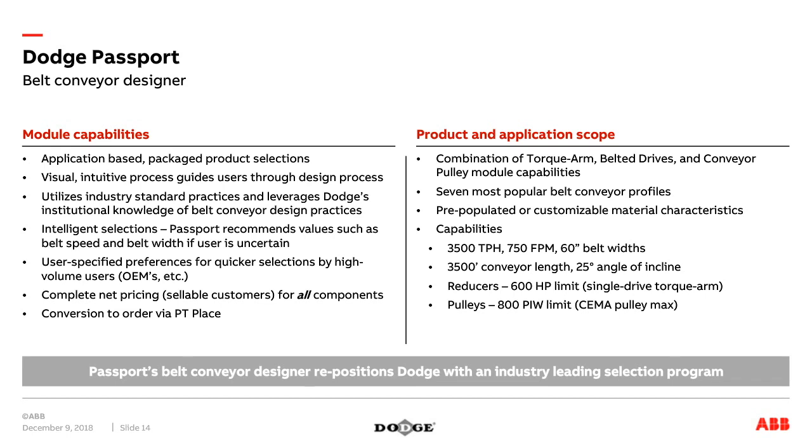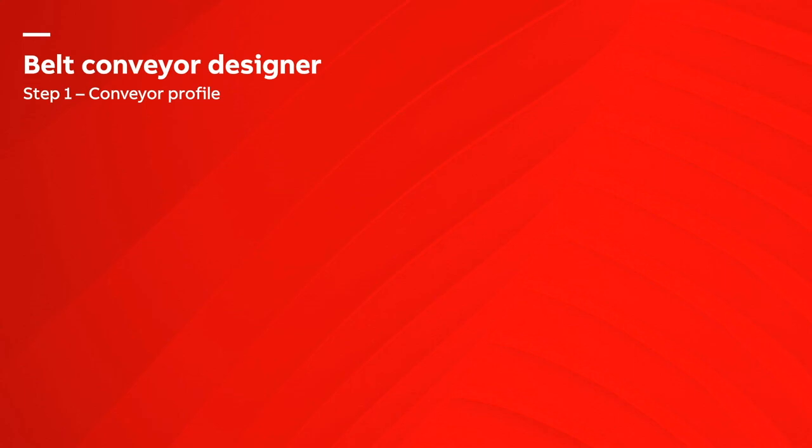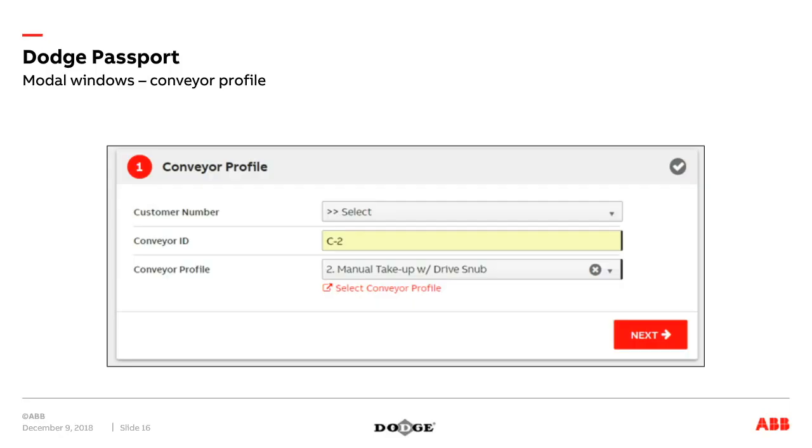It is pre-populated with a number of different material characteristics that are customizable, and overall capability is about 3,500 tons per hour. Standard belt width up to 60-inch and 3,500 foot conveyor length with 25-degree angle of incline. Pulleys are about an 800 PIW limit, which is the SEMA pulley max, and the reducers around a 600 horsepower limit as well. So moving forward into what this conveyor designer looks like, it starts with the profile of what you're looking for.